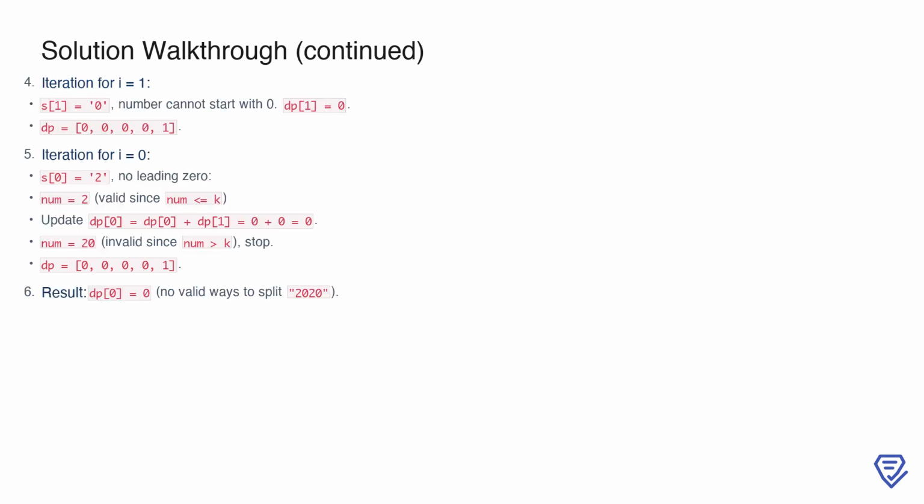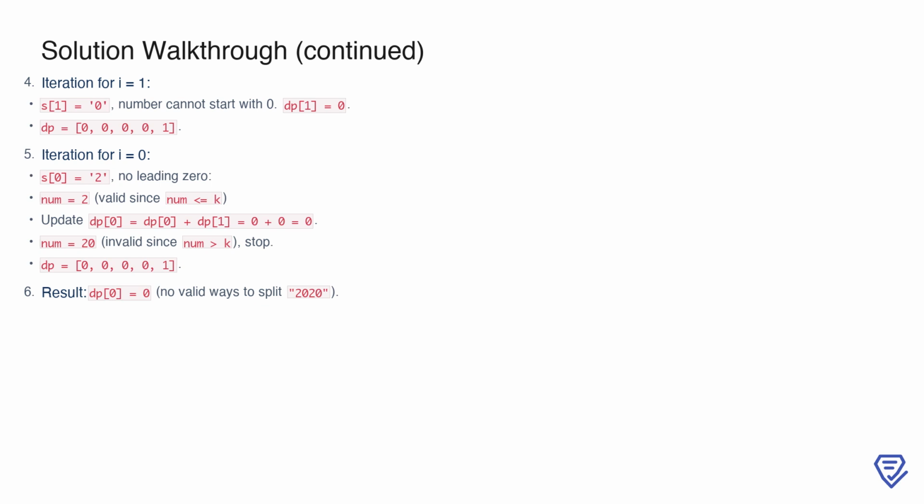For i equals 1, the character is 0. Again, since numbers cannot start with 0, dp[1] remains 0. Finally, at i equals 0, the character is 2. We first compute the number 2, which is valid, and add dp[1] to dp[0]. However, since dp[1] is 0, dp[0] remains 0. When extending to 20, we find it exceeds k, so we stop.